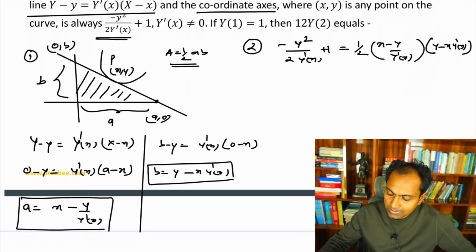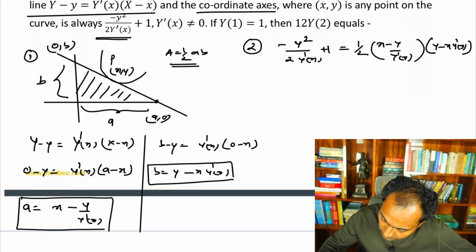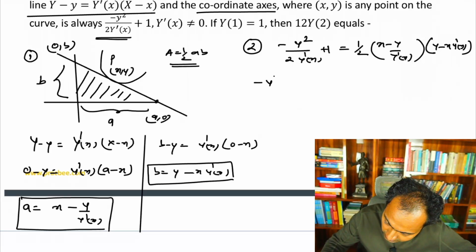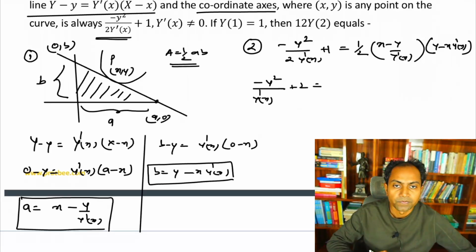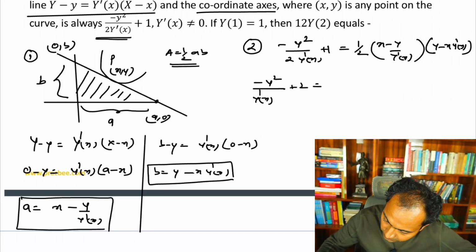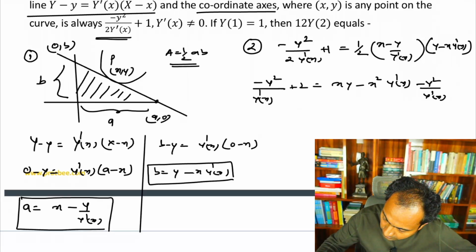If I multiply this, let us see what we get. First things first, let us simplify this y part. If I simplify, this will become y dash of x. This will become 2 here. And on the right hand side, what is left is, if I multiply, xy will come. Then x square y dash of x. And then if I multiply the second part, y square by y dash of x. And then this will become plus xy.